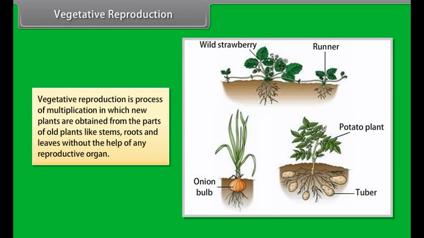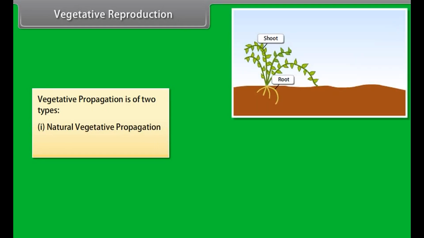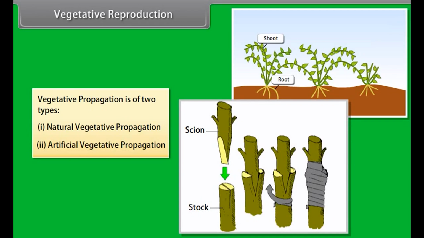Vegetative reproduction. Vegetative reproduction is process of multiplication in which new plants are obtained from the parts of old plants like stems, roots, and leaves without the help of any reproductive organ. Vegetative propagation is of two types: natural vegetative propagation, artificial vegetative propagation.